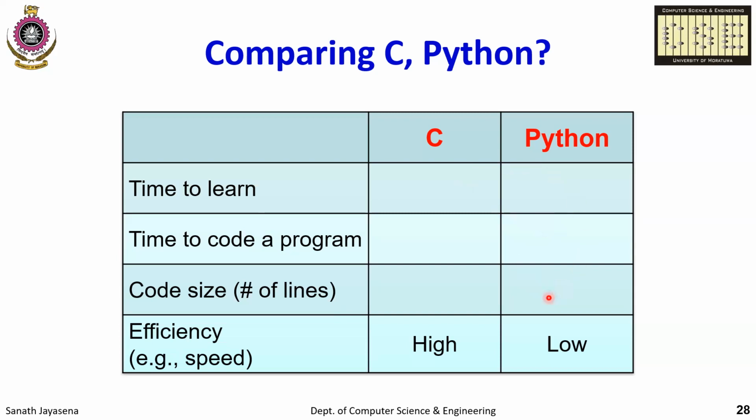So all these first 3 things, time to learn, time to code, code size, when you look at all of these, you might see that Python basically has superior qualities, perhaps, right? You can learn it fast. You can write Python code faster. Code size is smaller. Okay, then, does it mean that Python is always better than C? Well, you have to look into this also.